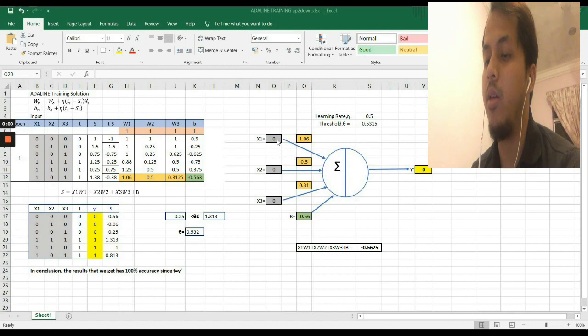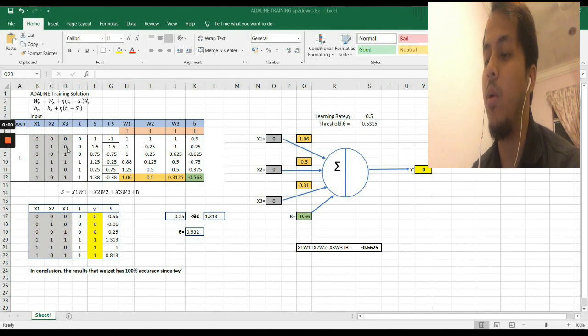Okay, example here is x1 is 0, x2 is 0, x3 is 0, and we put in here as example 0 0 0, and we use this formula to calculate the value, and the value will be negative 0.5625. The value of summation is put in this table.